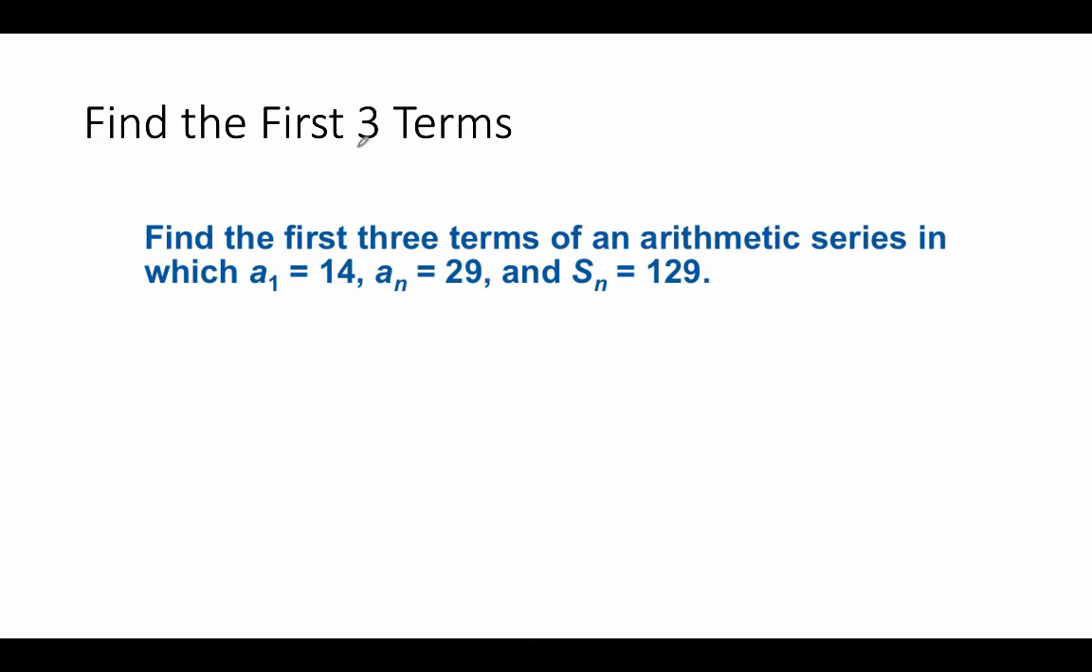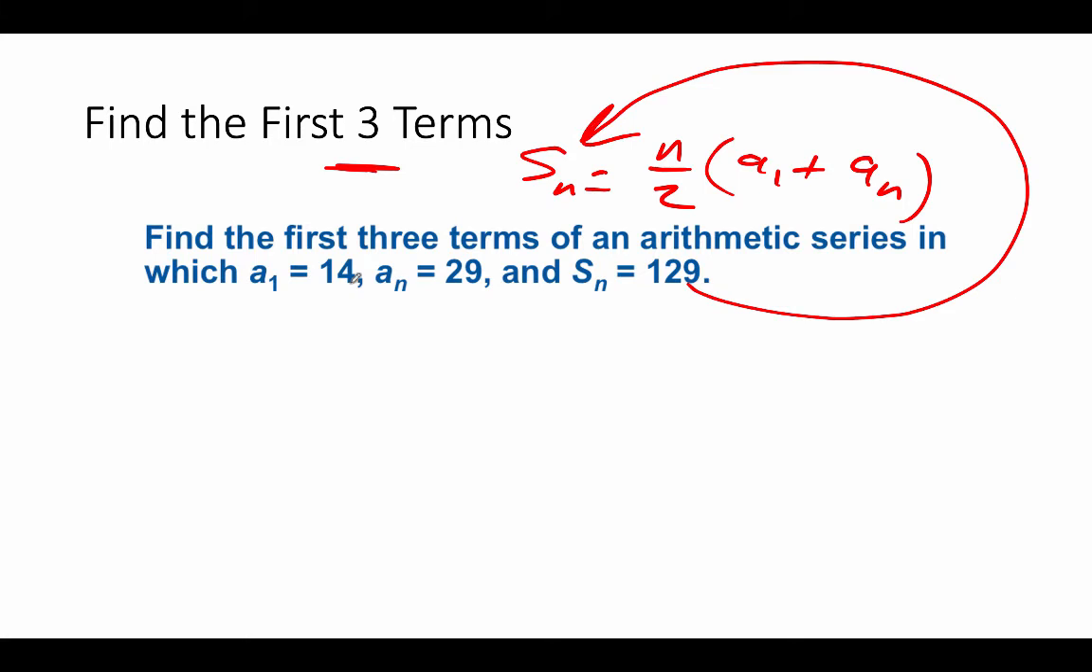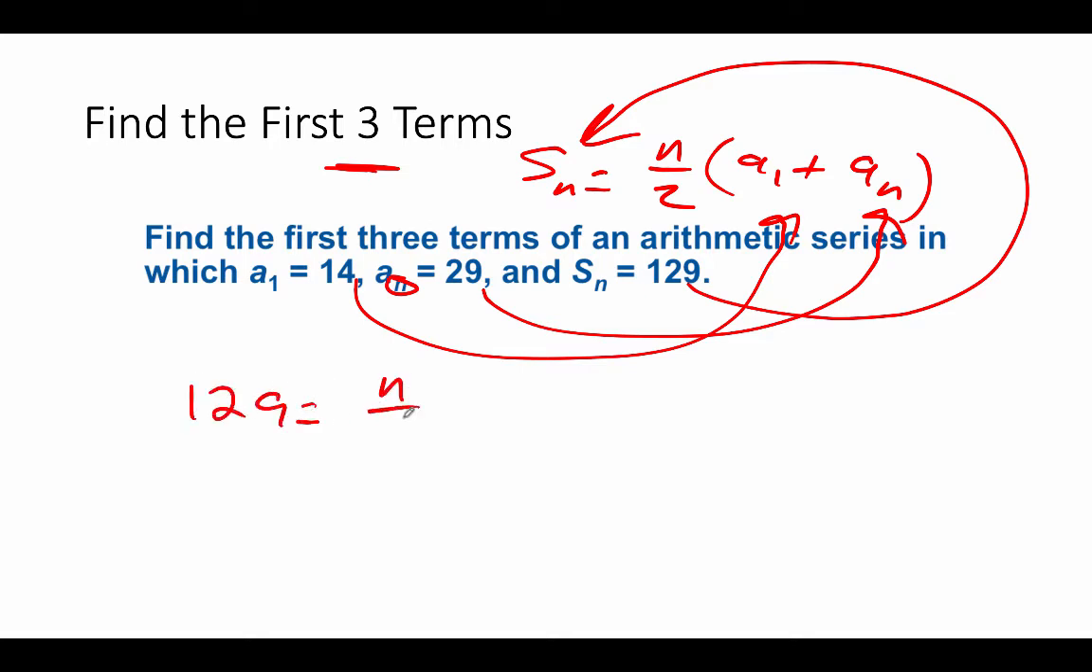Find the first 3 terms. So now notice what we're given. If we're looking at Sn equals n over 2 times the first plus the last, they've given me my sum. That's going to go there. They've given me a1. They've given me the nth term. And I want to know, what is this n? So 129 equals n over 2 times the first plus the last.